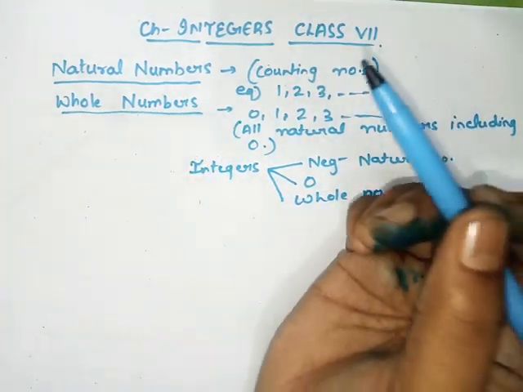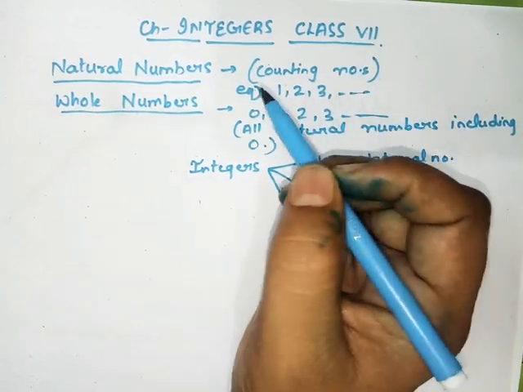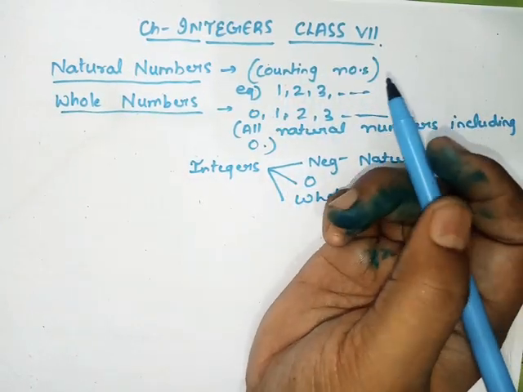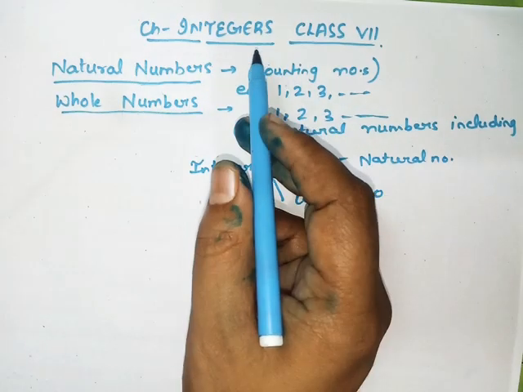Hello students, today I am here with a new chapter, that is integers, of class 7 for you all. As we heard about different types of numbers in previous classes, like natural numbers and whole numbers, here I will deal with integers.